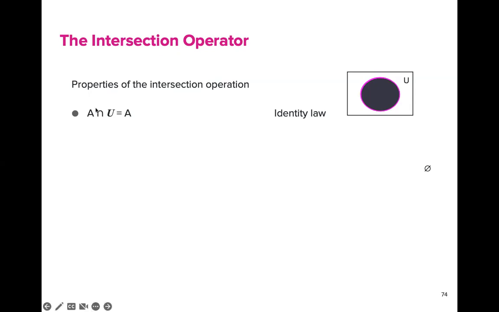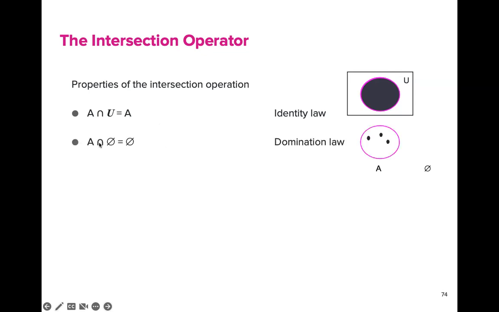We have A intersection the universal set would be equivalent to, or yield, A. Okay, so this is the identity law. As you can see here, we have a universal set and we have a set A. And what would be the elements that are common in both A and the universal set? That would be A. So this will yield A.